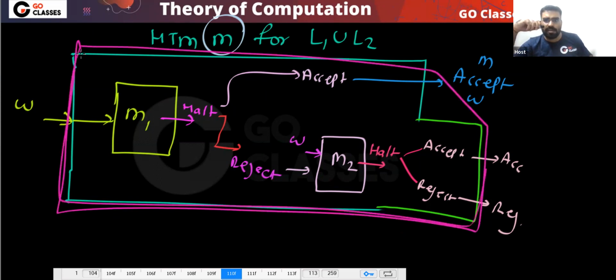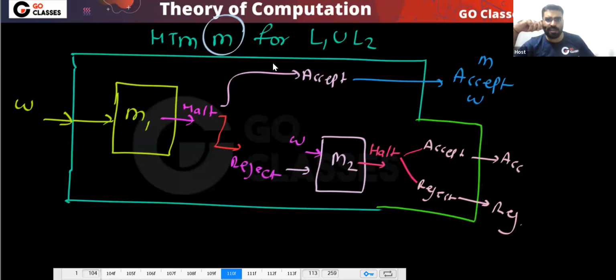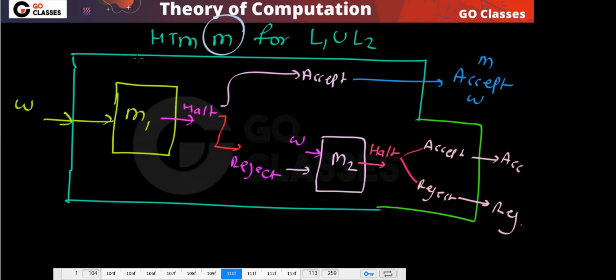Look at this machine. Can I guarantee this machine is a halting Turing machine? Yes, because M1 will definitely halt. Everything is halting. In this machine, you can notice everything is halting, correct? So you can guarantee that it is halting. So this machine is a halting Turing machine. So what we have done? L1 union L2 is recursive.